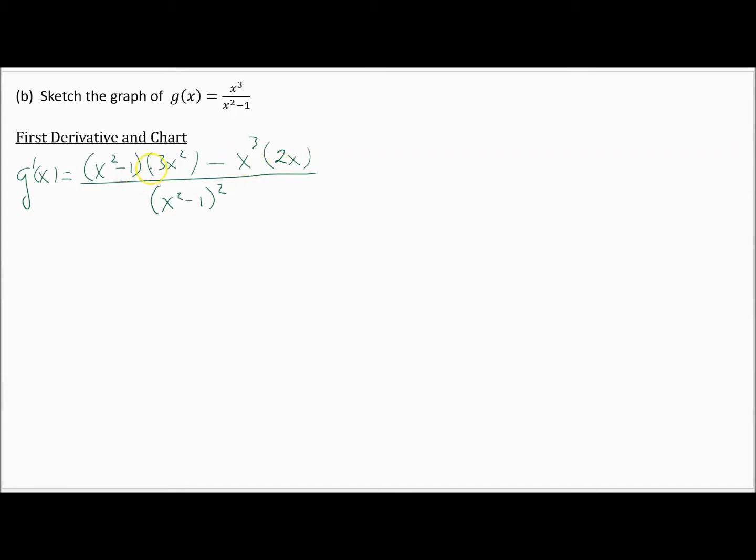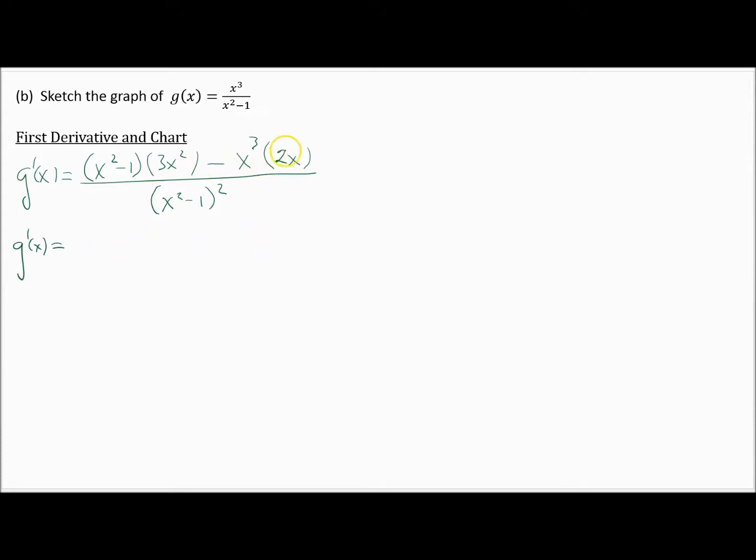Both of these terms have an x, so I could just pull that out. So that would give me g prime of x. X comes out of the numerator, and that's going to leave me with x squared minus 1 times 3x, and then minus 2. You know what? More than x comes out. Let's back up.